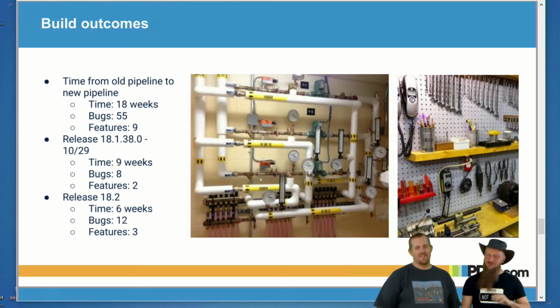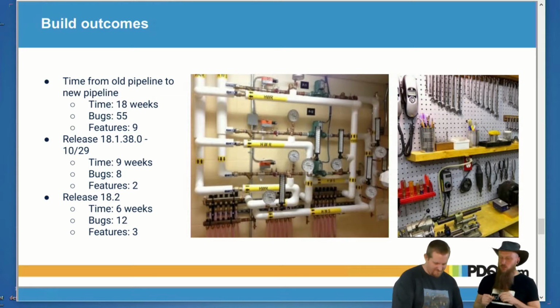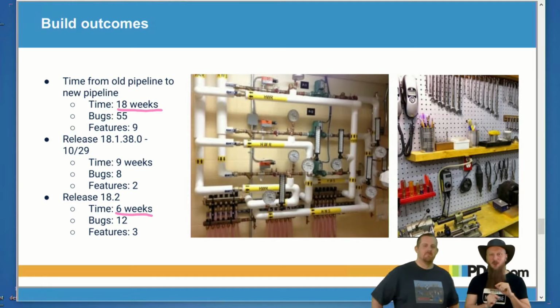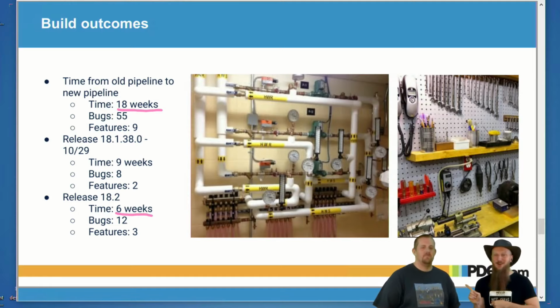All right, so let's talk about the business, the build outcomes first, and then I'm going to talk about new features. So it's really about the proof is in the pudding sort of thing. How did the build process help? Definitely want to compare where we were with where we are now.